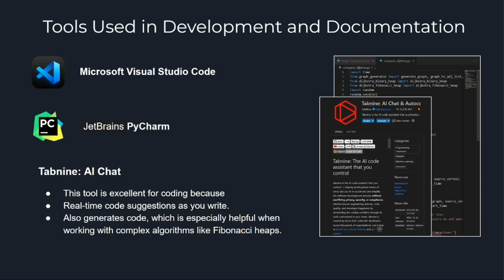Then I also used the Tabnine AI chat, which is also really good for coding. It gives real-time suggestions while you're writing, and also generated the code for the Fibonacci heaps. This is a really good tool for excelling in your coding and development in the project.